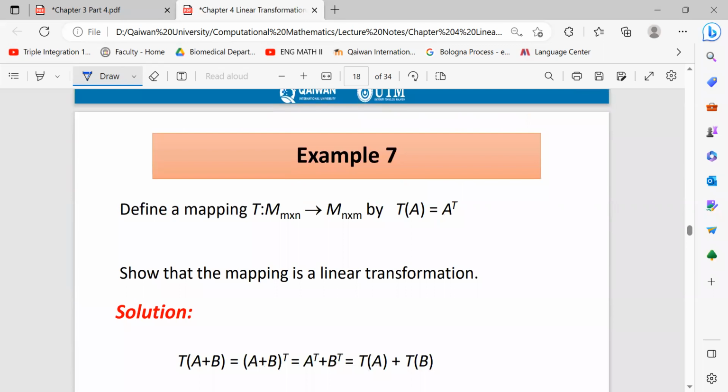Example 7 says: define a mapping T from M_{m×n}, a matrix, to a matrix of n by m, by this definition. A^T means the transpose of A. We change the first row to the first column, the second row to the second column, the third row to the third column. Have you studied this?